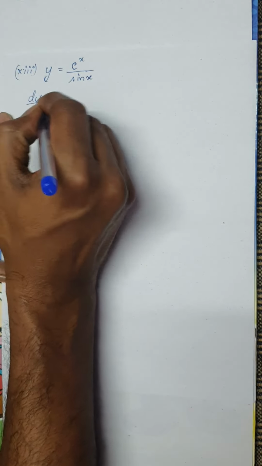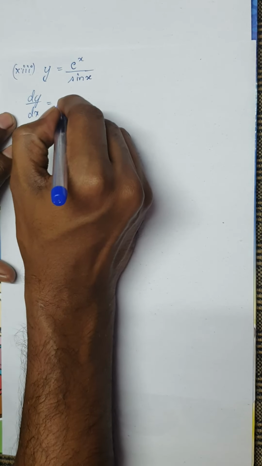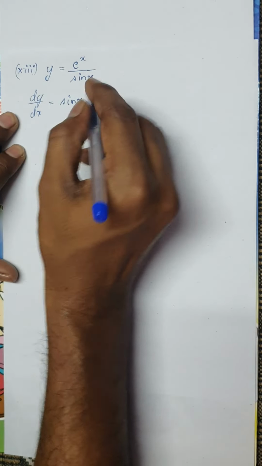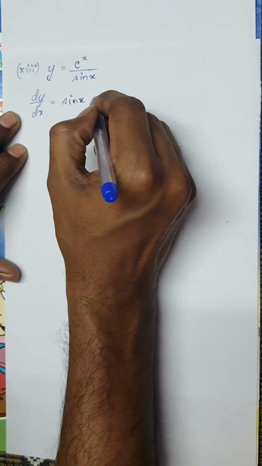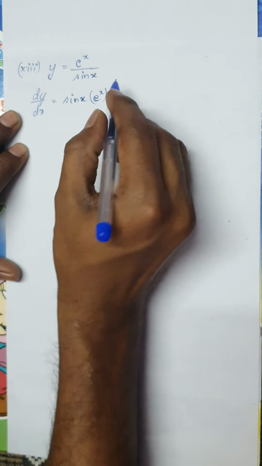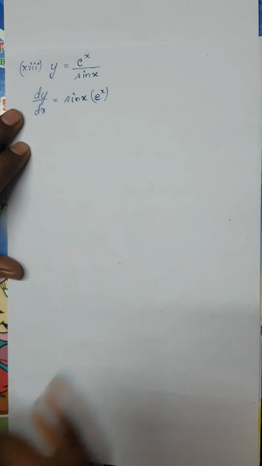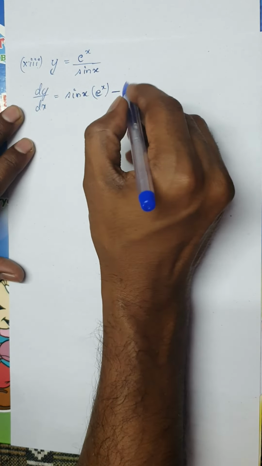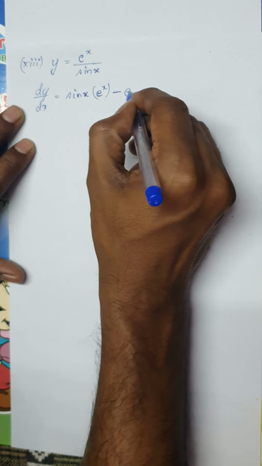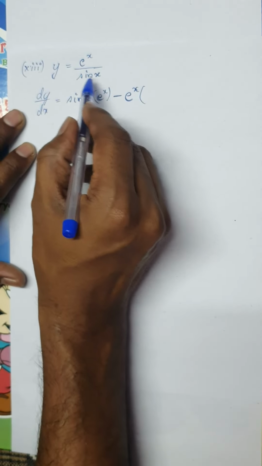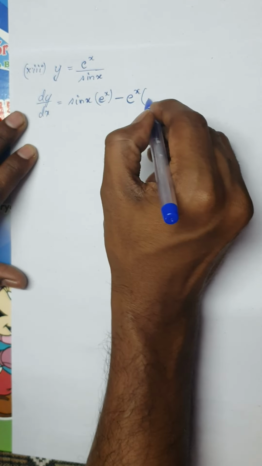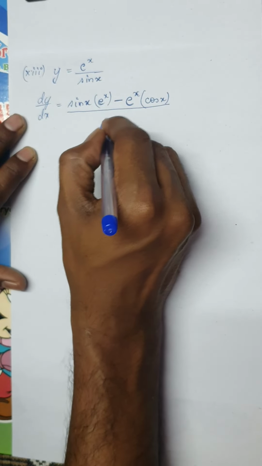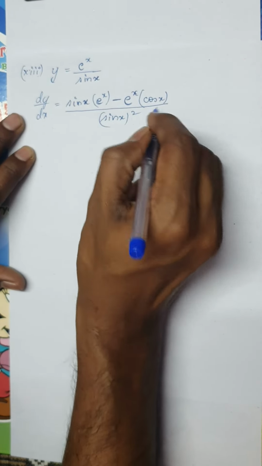dy by dx will be, remember, keep the denominator as it is. In the quotient rule, you have to keep the denominator itself as it is and differentiate the numerator. Derivative of e power of x is e power of x itself. I am writing it directly because by this time you are thorough with the basic formulas of differentiation. Minus, remember, for the quotient rule the in-between term is minus. Now we keep e power x as it is. What is the derivative of the denominator now? Derivative of sin x is nothing but cos x, divided by, remember, sin x whole square.